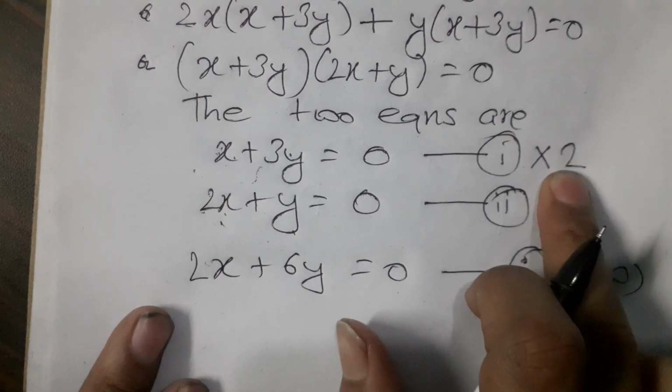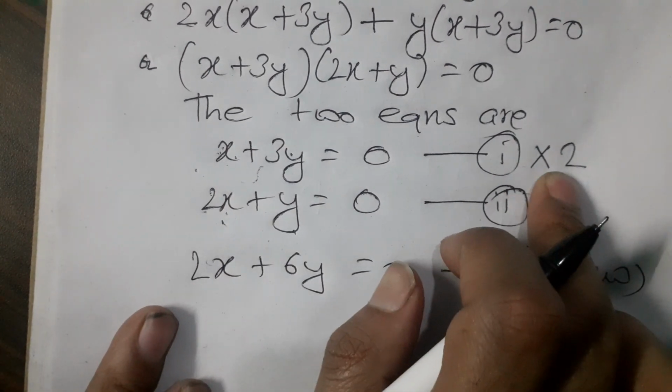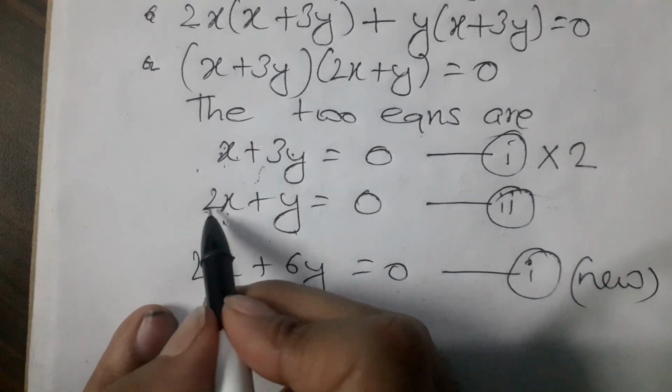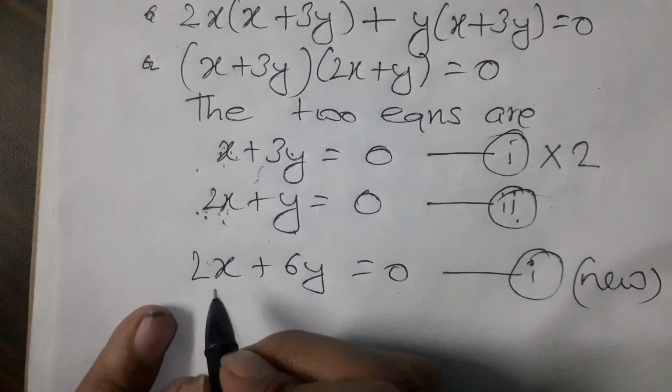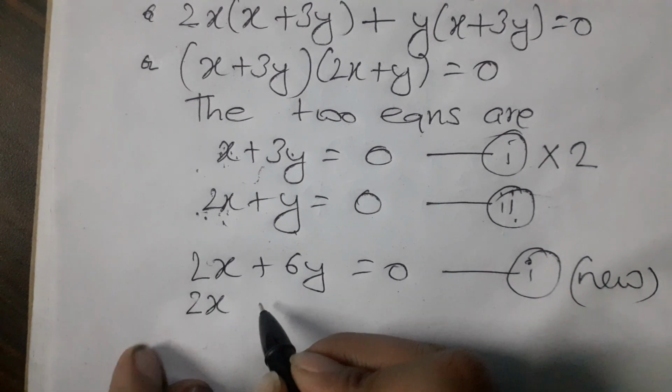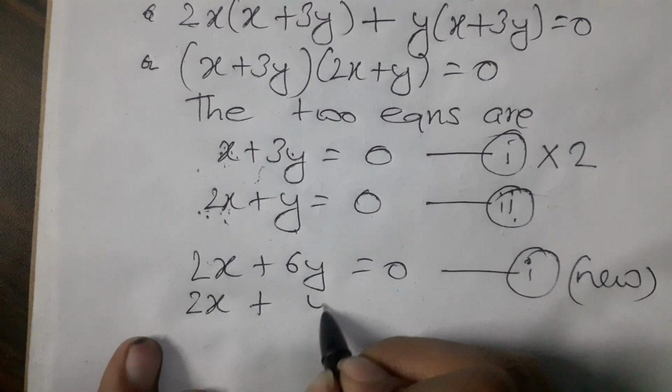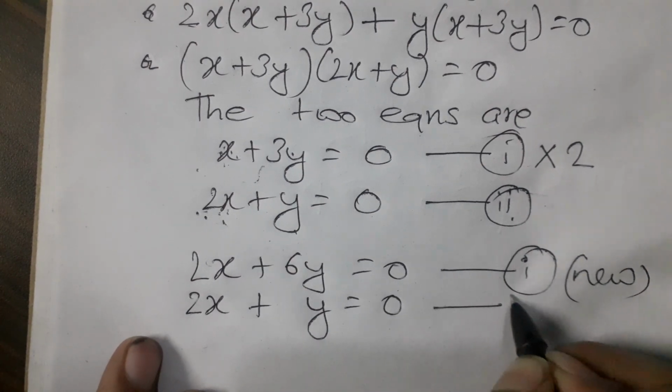Why is it new? Because we have multiplied the entire equation. And why did we multiply it with 2? Because we want to match the equation 2 x coefficient. So that's why now it's matching. Now I'm writing equation 2 at the downside, and that is as it is without making any changes.